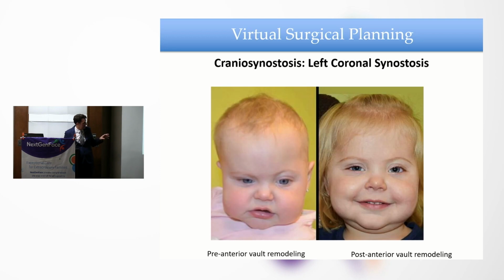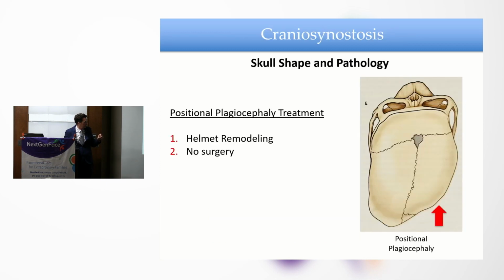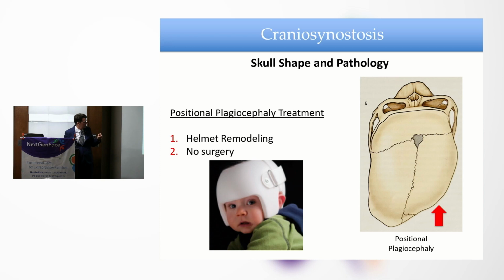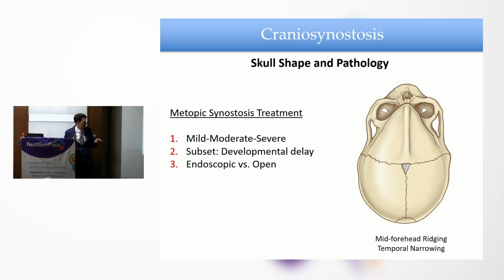So you want to overcorrect that side in order to see that correction. So lastly, plagiocephaly, if it's twisted like this, basically no surgery, just helmet remodeling. And I bring this all, the residents have their in-service soon, so it's important to know all these. Metopic synostosis, very narrow temporally, mid-forehead ridge, that's what's causing it. Again, restriction over the suture.